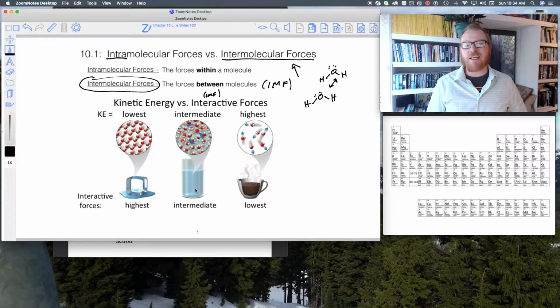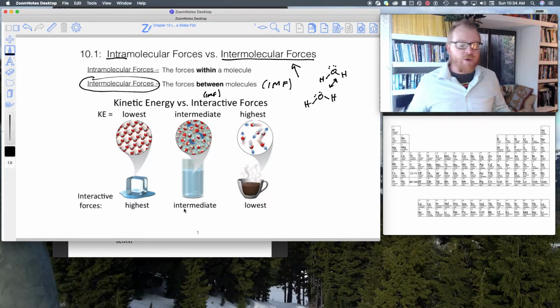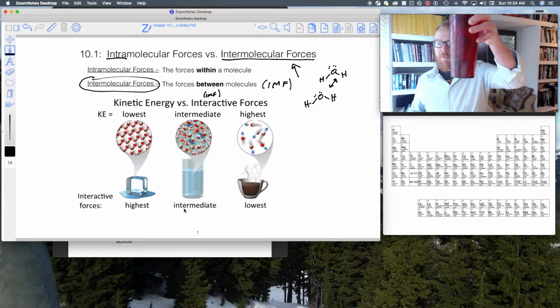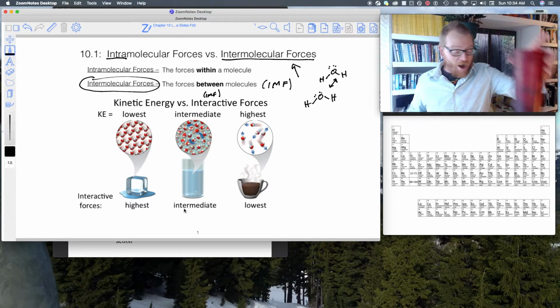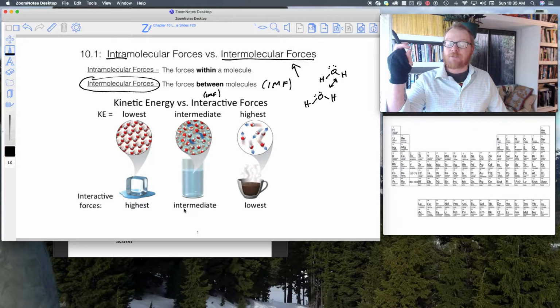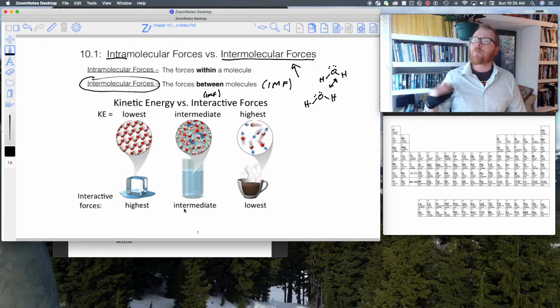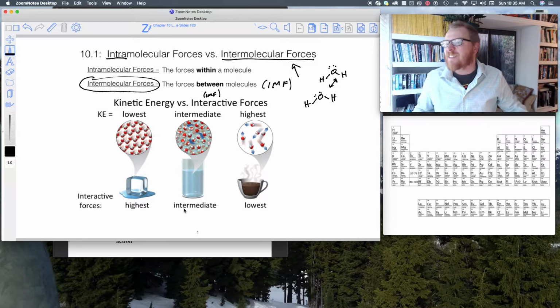In a liquid, that becomes intermediate. In a liquid, the molecules are more free to tumble around and move. They adopt the shape of their container. See how I can slosh this water around? I'm really happy I didn't spill that on my keyboard. There are intermolecular forces keeping those water molecules connected. However, because it's intermediate, I can slosh them around. They can move around a little bit. In a solid, I can't really slosh a solid around. It maintains its crystalline structure.